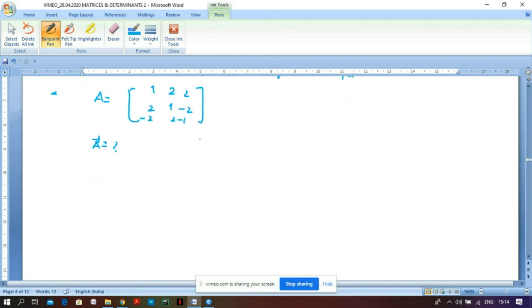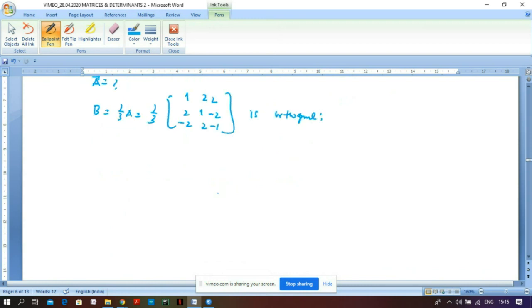Now note that for this matrix, if you write a matrix B equal to 1/3 of A, that is 1 2 2, 2 1 negative 2, negative 2 2 negative 1, all times 1/3, then A is not orthogonal, but B is orthogonal. Something derived from A is orthogonal. 1/3 of A is orthogonal. We can check it quite easily.